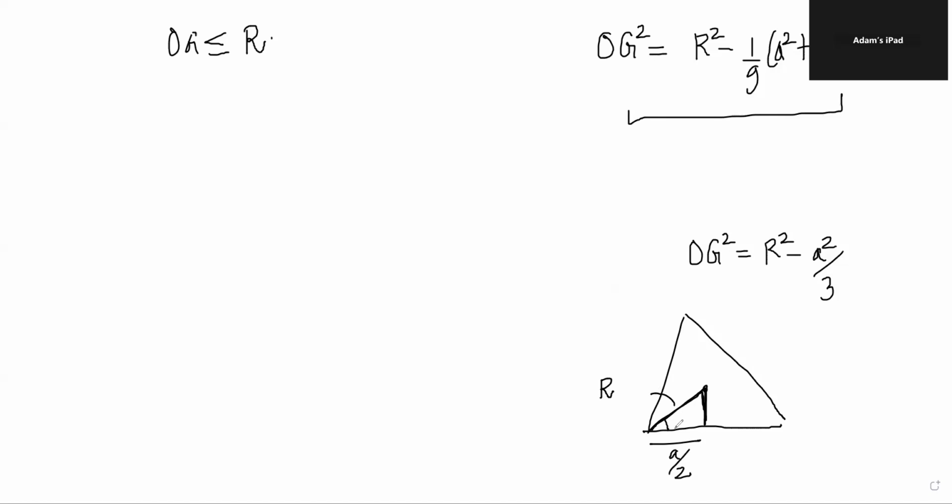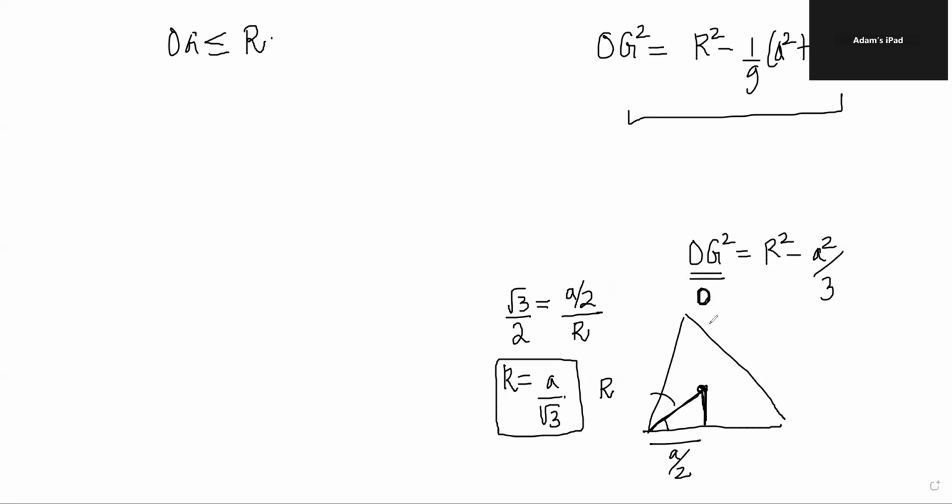So R is how much? You can say sine 30. No, cos 30. Root 3 by 2 is equal to A by 2 by R, right? So R is equal to A by root 3, right? So if R is A by root 3 and the centroid coincides, this distance is 0. That makes sense because now this distance is vanishing for equilateral. So A by root 3 square is equal to A square by 3. So fine.